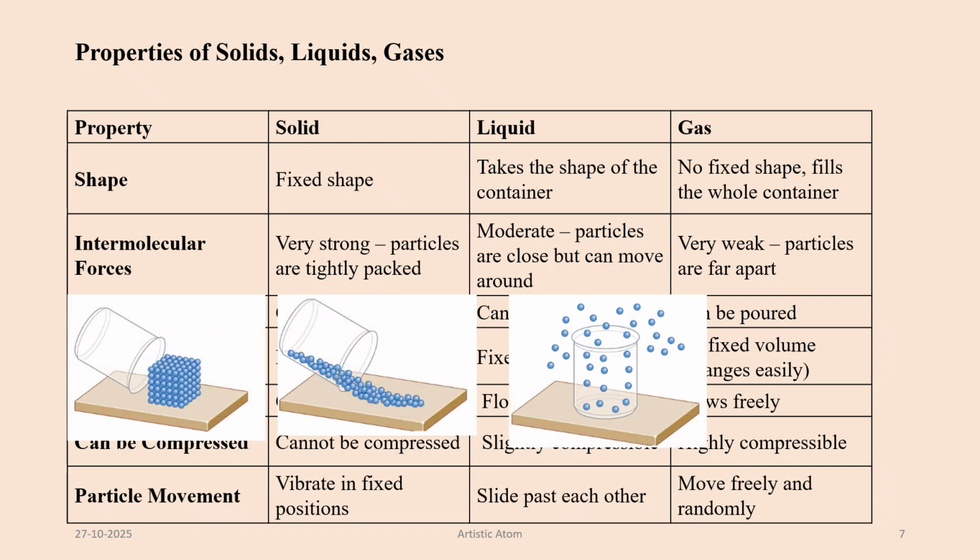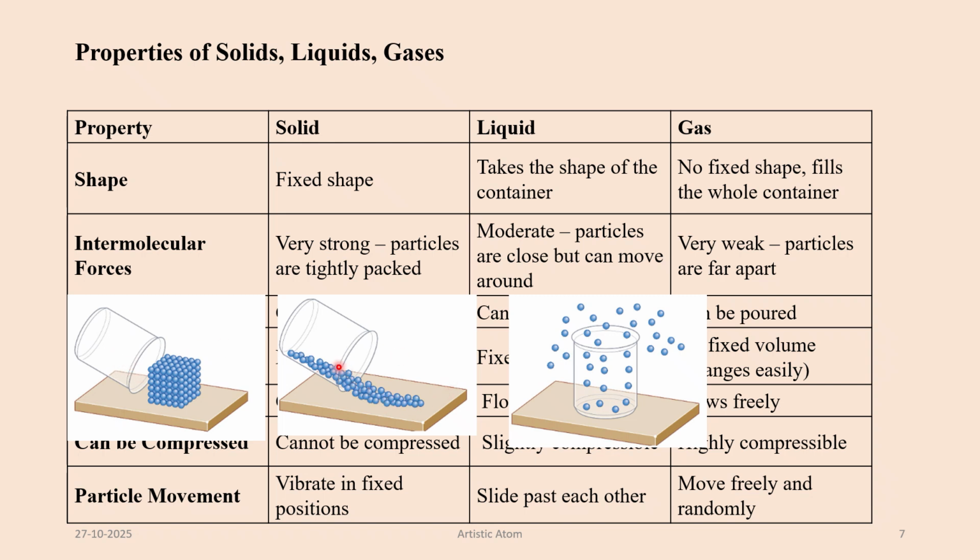Now in this figure, as you can see, in case of solids, since the particles are very close to each other and there is not enough intermolecular space, they are tightly packed. And since they are tightly packed, they have a fixed shape. You can even see from a beaker when we have poured it, it still has the fixed shape as it had inside the beaker.